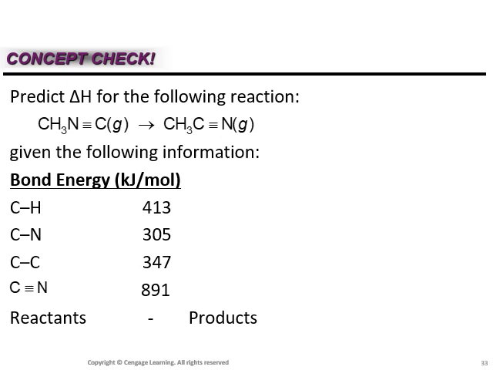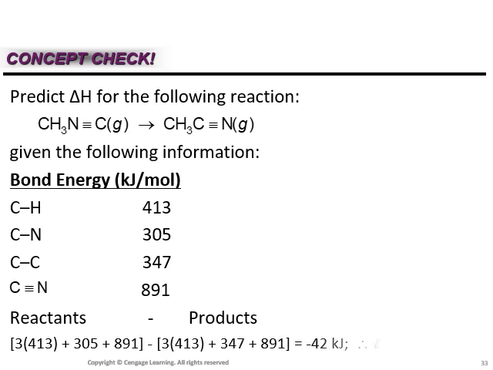Next slide. I think what happened is that somehow the answer got left off of this slide. Next slide. There it is. Okay, so 305 minus 347 gives you negative 42, which is what we said. Or you could have added up everything on the left and everything on the right and gotten the same answer. Okay, next slide.